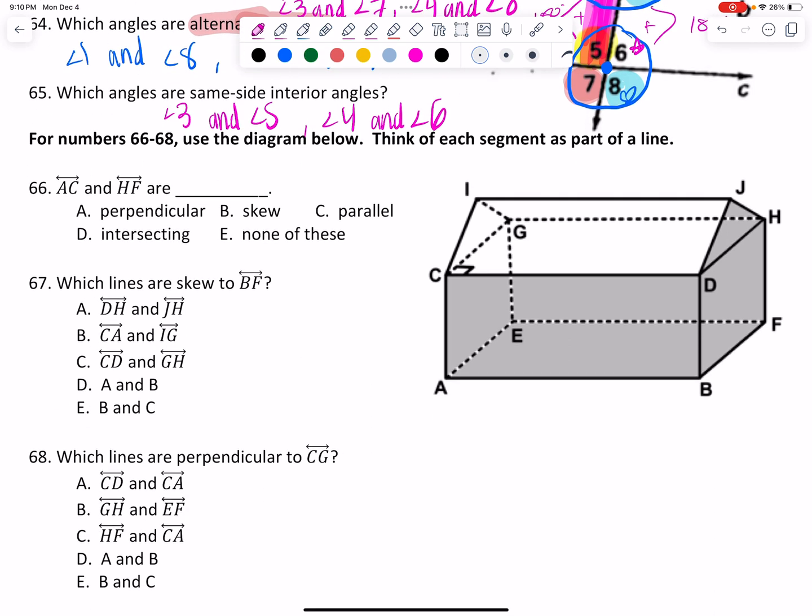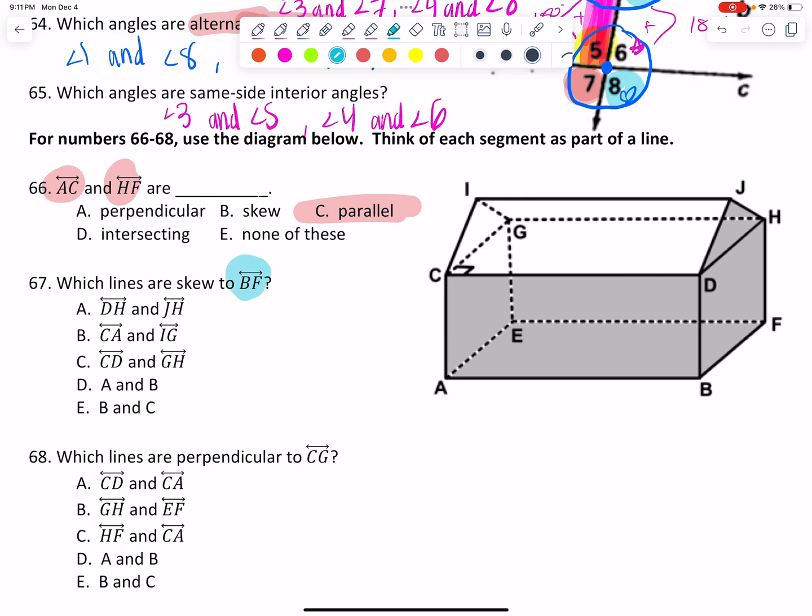Okay, for numbers 66 through 68, use the diagram below. Think of each segment as part of a line. So what is the relationship between AC and HF? Here's AC. Here's HF. Are those perpendicular, skew, parallel, intersecting, or none of these? They are facing the same direction and they're never crossing, so those are going to be parallel.